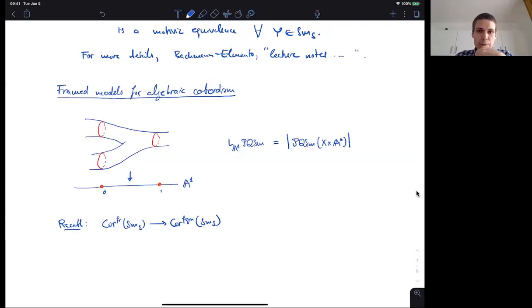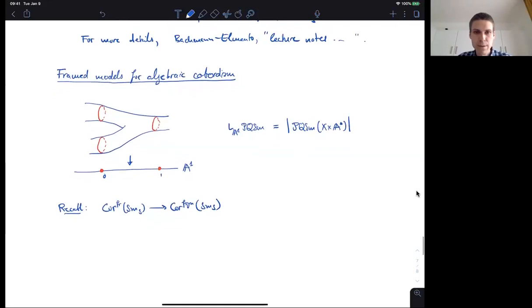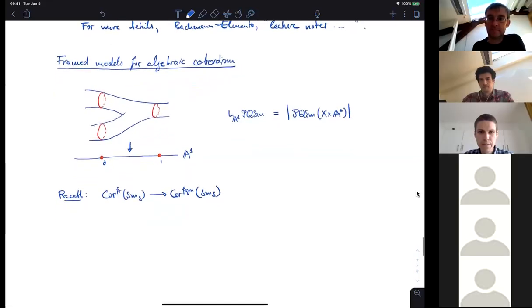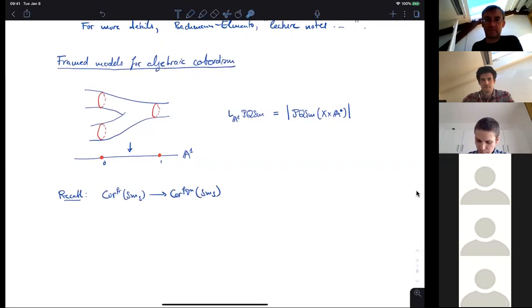Hello, everyone. So the topic for this last lecture is algebraic cobordism, and more specifically a framed model for algebraic cobordism. I start with a little picture here. It's a picture of a cobordism, of course, between these two circles and this circle here.